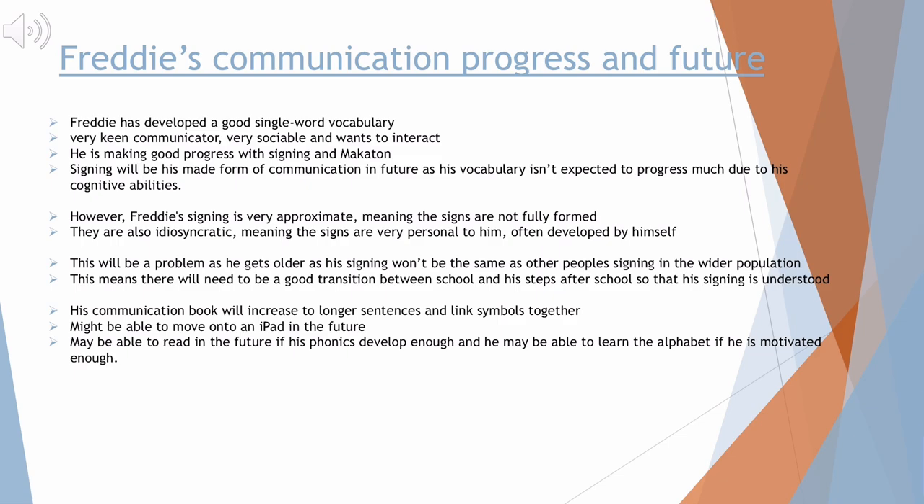However, Freddie's signing is very approximate, meaning the signs are not fully formed. They are also idiosyncratic, meaning the signs are very personal to him, often developed by himself. This may be a problem as he gets older, as his signing won't be the same as other people's. To overcome this, there will need to be a good transition between school and his steps after school so that his signing and communication is understood.